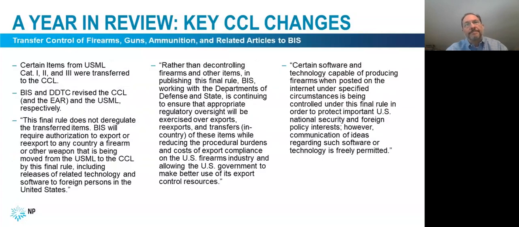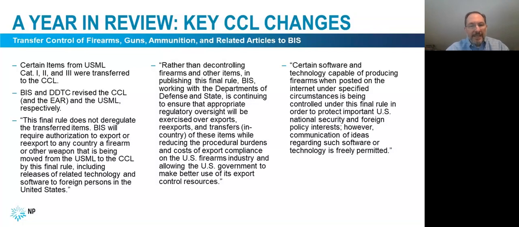Okay, so unlike the first item, which was rather obscure, most of you are probably aware that there was a major transition involving the movement of firearms, guns, and ammunition from the USML to the Commerce Control List. These were extensive regulations that were implemented at the beginning of 2020. It involved major changes to both the USML and the Commerce Control List. And it's even the subject of litigation that's going forward.